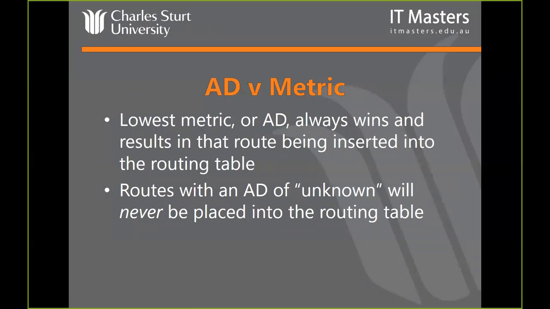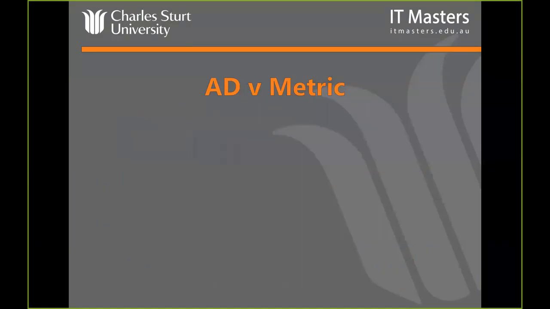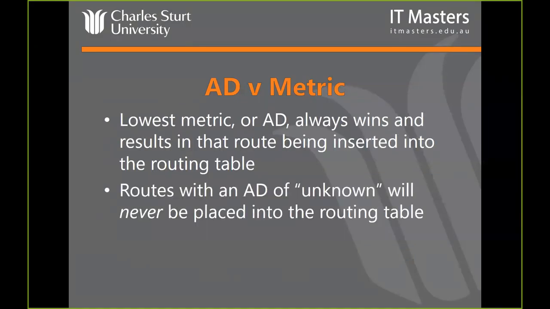Routes with an administrative distance of unknown, in other words 255, will never be placed into the routing table. So if the router has no concept of where that's come from, it won't insert it into the routing table at all.